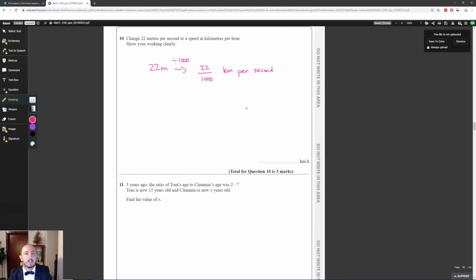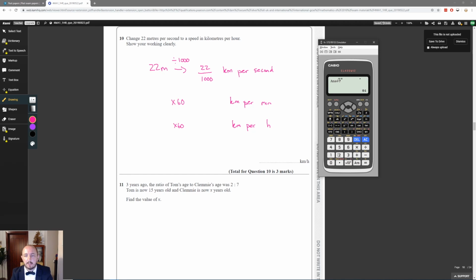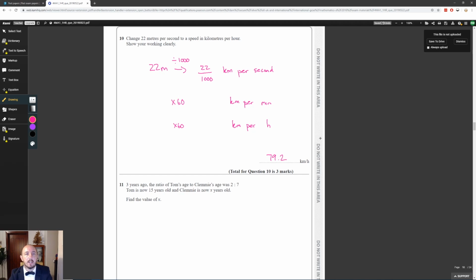And then we're going to be doing this in an hour, so we have to times this by 60 to get kilometers per minute, and then times by another 60 to get kilometers per hour. So the total calculation here is 22 over 1,000 multiplied by 60 and another 60 again to give us 79.2 kilometers per hour.